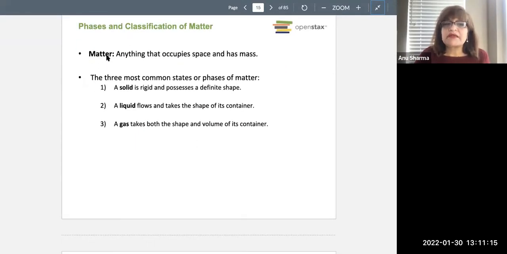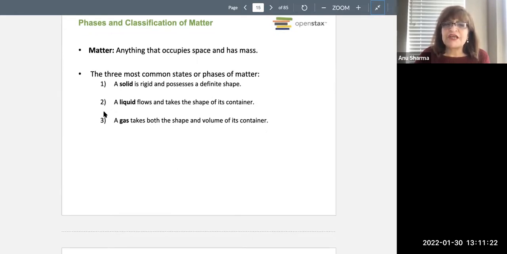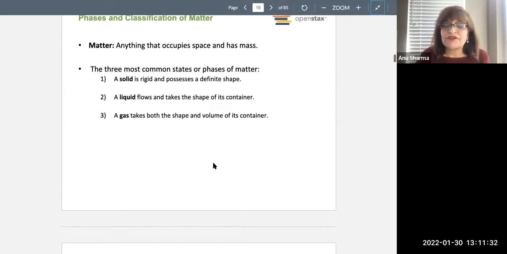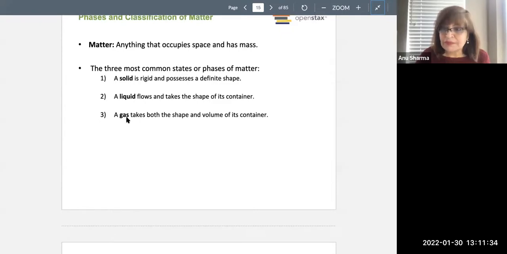So we talked about matter. Matter is anything that has mass and occupies space. The three states of matter: solid, liquid, and gases. Solids have a definite shape. Liquids take the shape of the container. Gases also have an indefinite shape. They may take the shape of the container. The volume also is indefinite for the gases, because gases love to expand. They don't love to contract, sorry, but they love freedom. They can expand. So that is why their volume is not very definite. Okay.